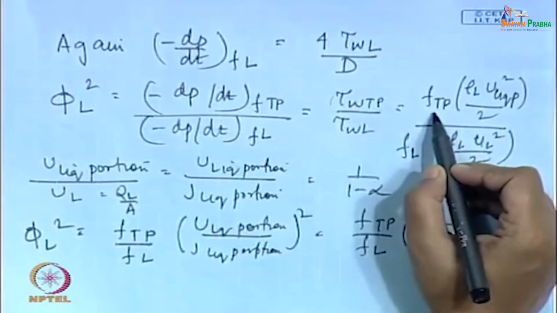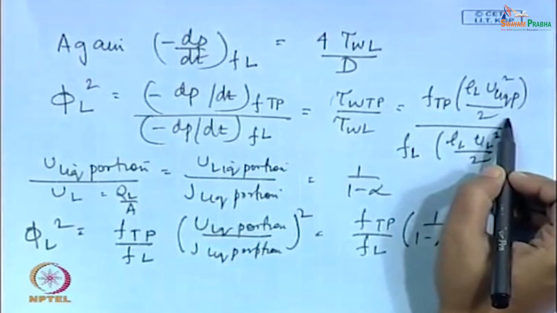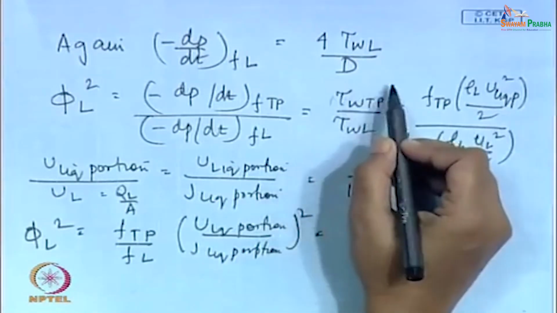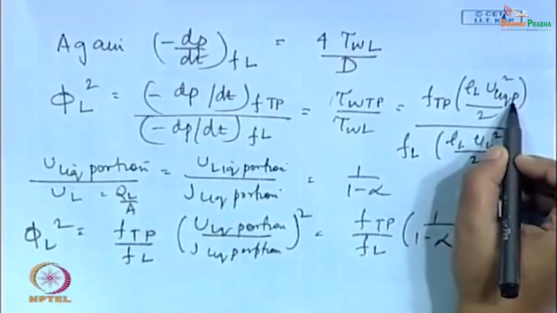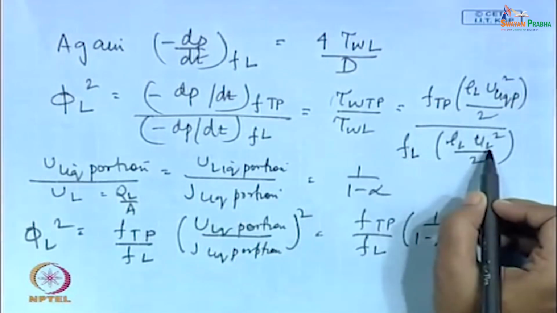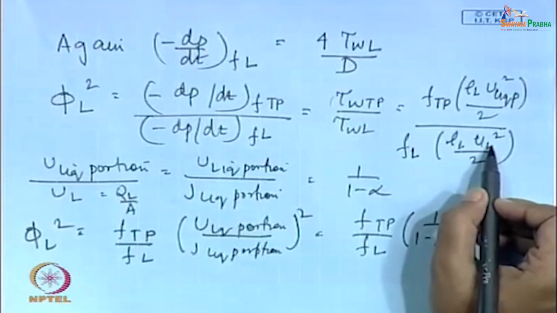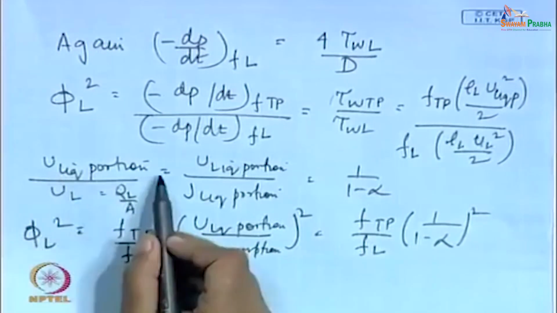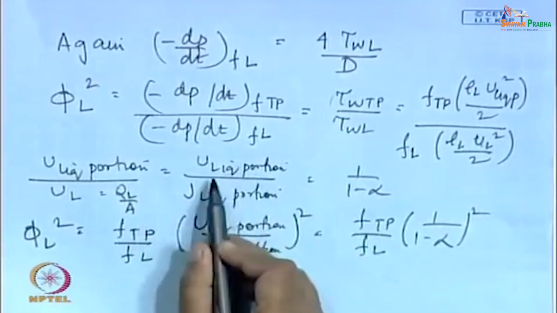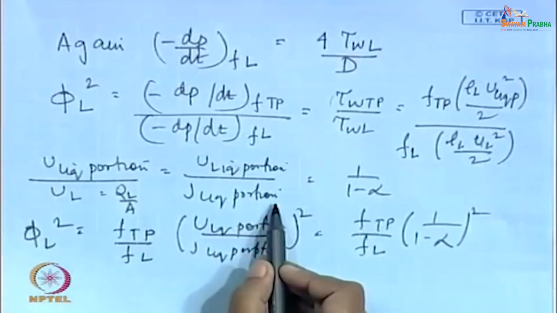In terms of frictional pressure gradient, we can write it down in this particular part, where we find that the wall shear stress for the two phase situation depends on the velocity of the liquid portion, and in this case it depends upon the velocity when that liquid is flowing alone in the pipe. In other words, if that liquid has to flow alone in the pipe, then the velocity which it would have is nothing but the volumetric flux or the superficial velocity, which is nothing but q L by A. Agreed? So, therefore, we find that u liquid portion by u L is nothing but u liquid portion by J liquid portion, yes or no?